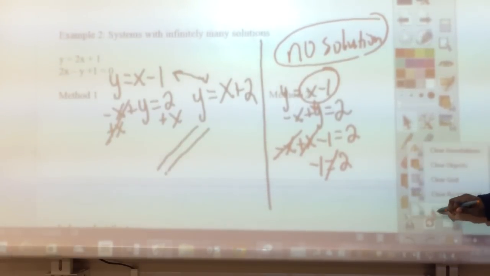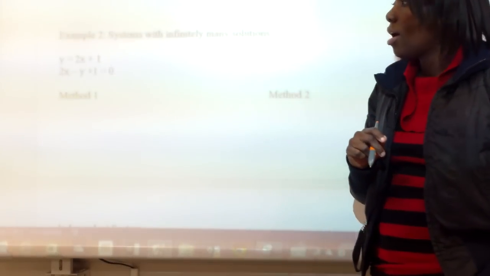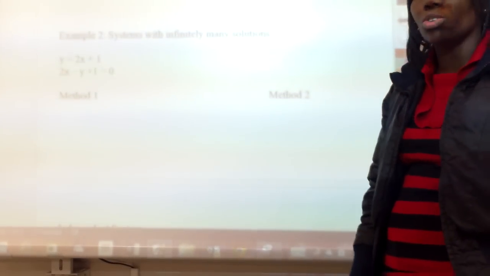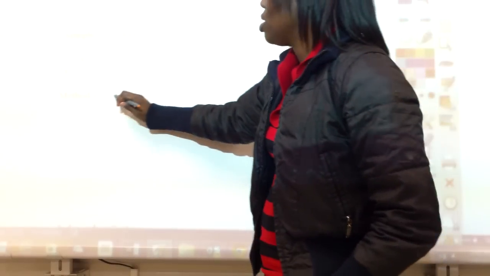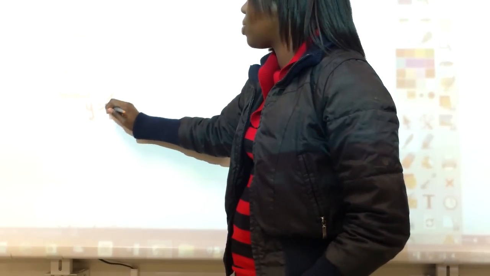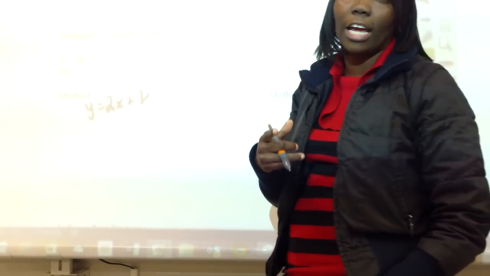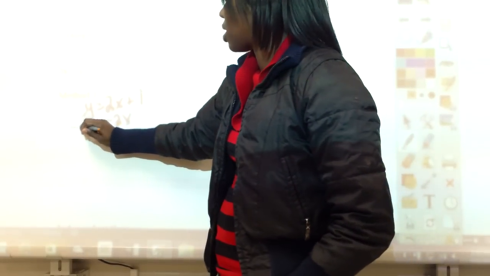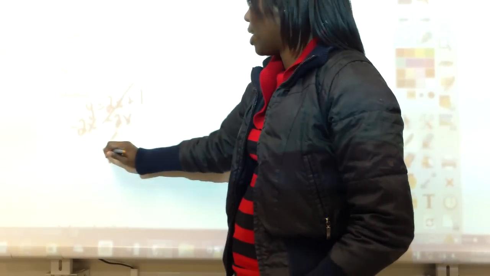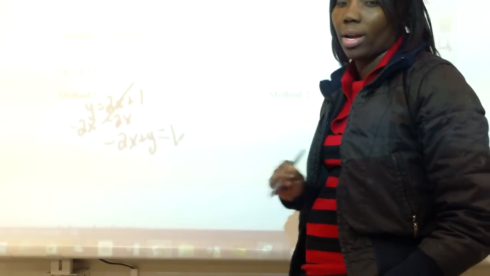Here's another example. It says choose two methods to solve it. We'll do substitution and elimination method. This first one, let's do elimination. So we have the equation y equals 2x plus 1. And remember, with elimination, we have to put it in standard form. And so we're going to subtract 2x on both sides. And so we have negative 2x plus y equals 1.